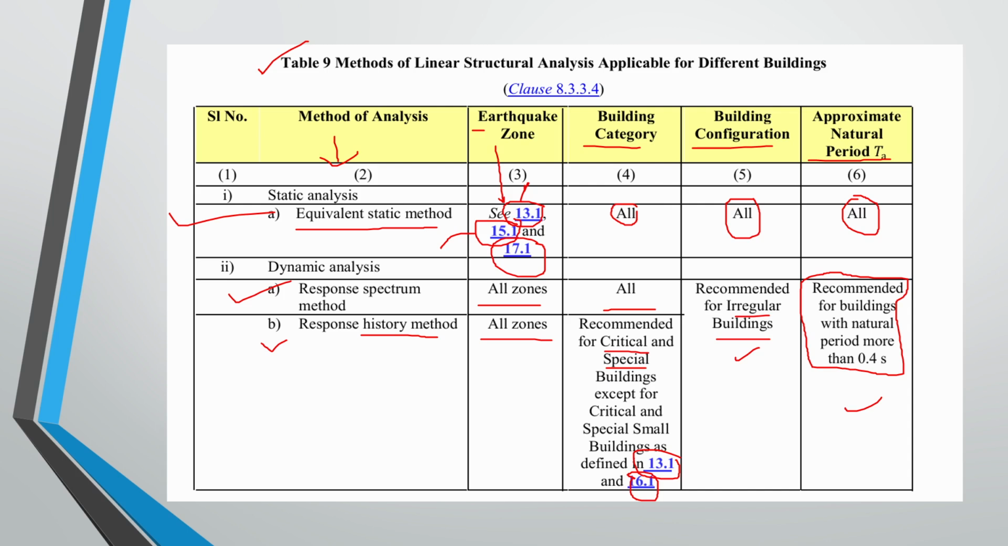So in summary, I can say equivalent static is also allowed, but it is limited by many clauses. So mostly dynamic analysis is expected because dynamic analysis considers mass distribution, stiffness distribution, and natural modes of vibration. So it is more accurate. And again, there are clauses like if the base shear of the dynamic analysis by the response spectrum method is less than the equivalent static method, then you have to scale up in that proportion. So this is the entire picture. I hope the concept is clear.